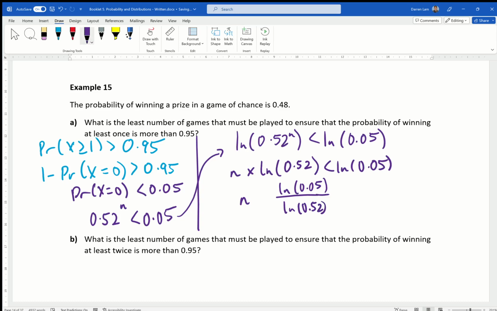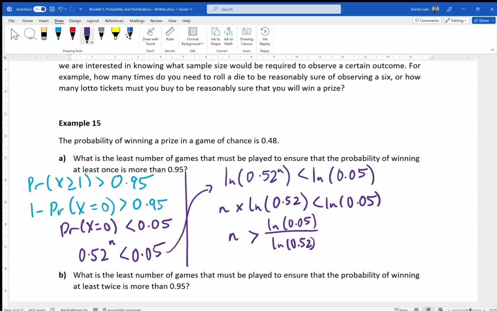Now, should we have a greater than or less than sign? Should be greater than. Why? Because we're dividing, yes, but we're dividing by a negative number, because e to the power of what gives you 0.52 has to be a negative. So therefore we have, and by this stage, that's all I'm expecting to do without a calculator.